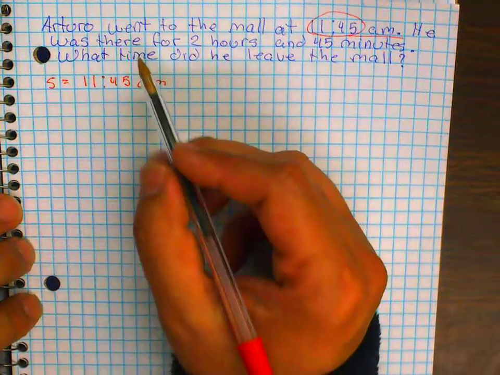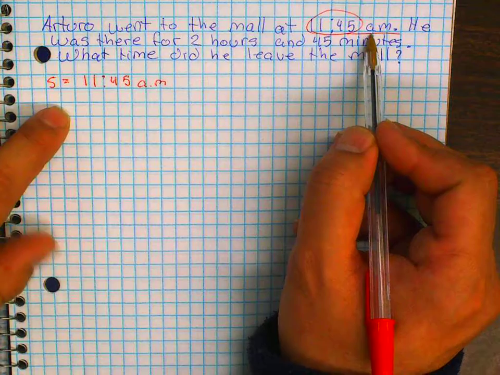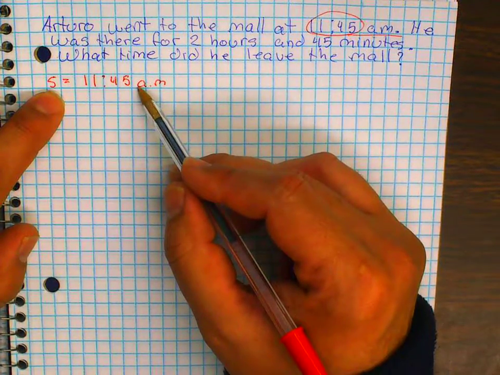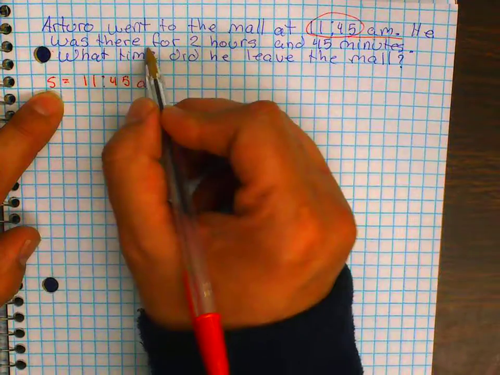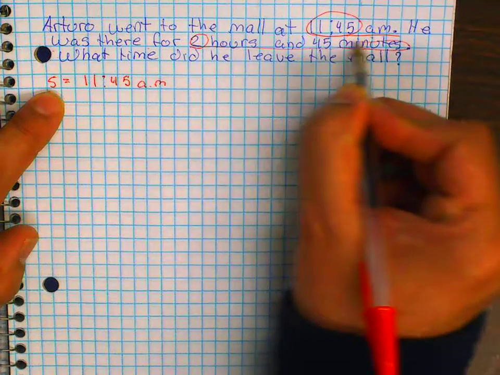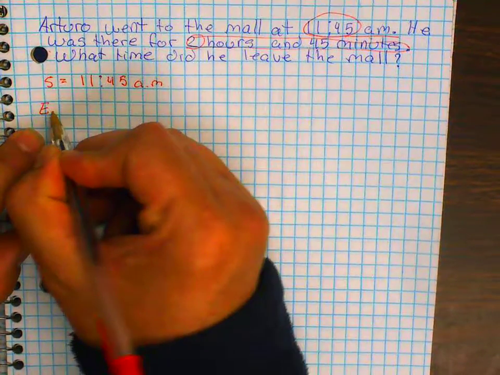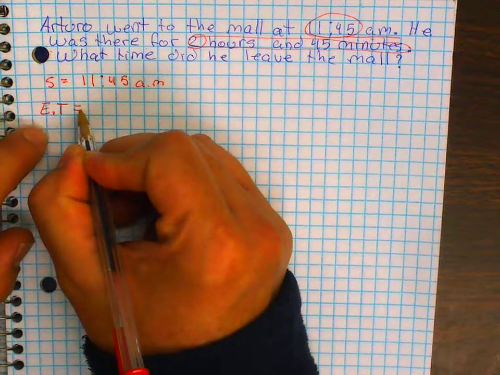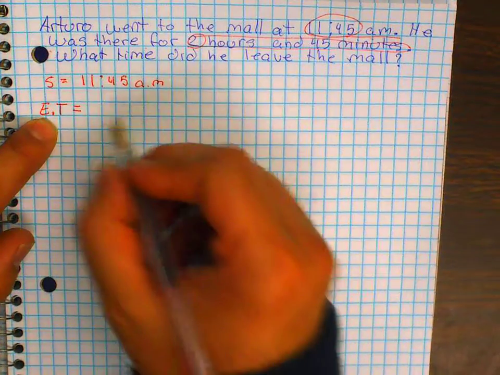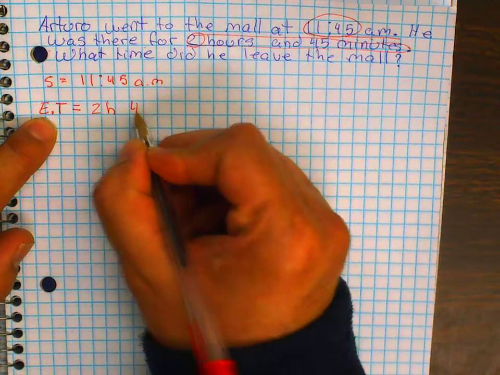So Arturo went to the mall at 11:45 a.m. That's considered my starting time. So everything started at 11:45 a.m. He was there for 2 hours and 45 minutes. That's considered my elapsed time. That's the time that he spent there. The elapsed time is the time that he spent doing this activity, which was 2 hours and 45 minutes.